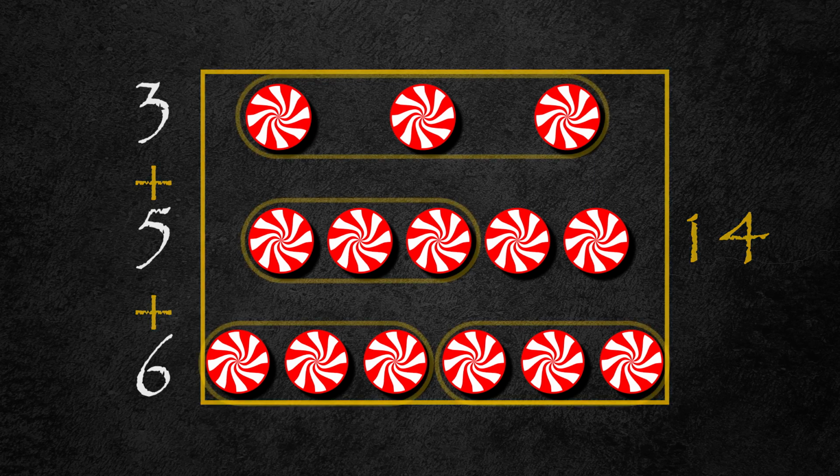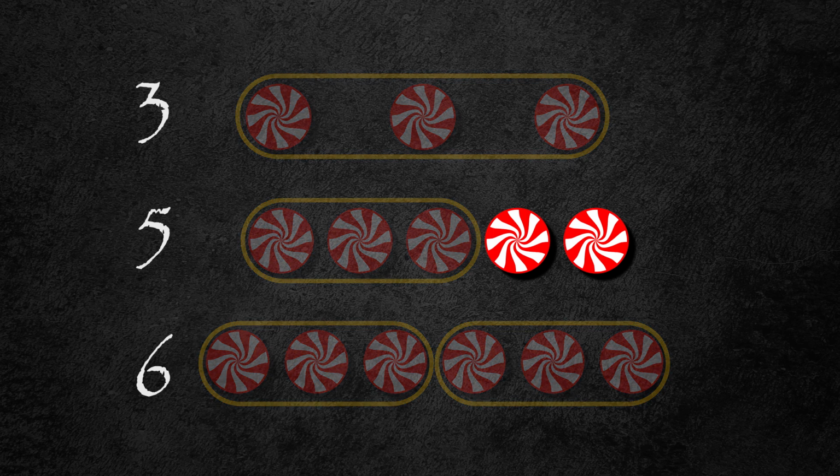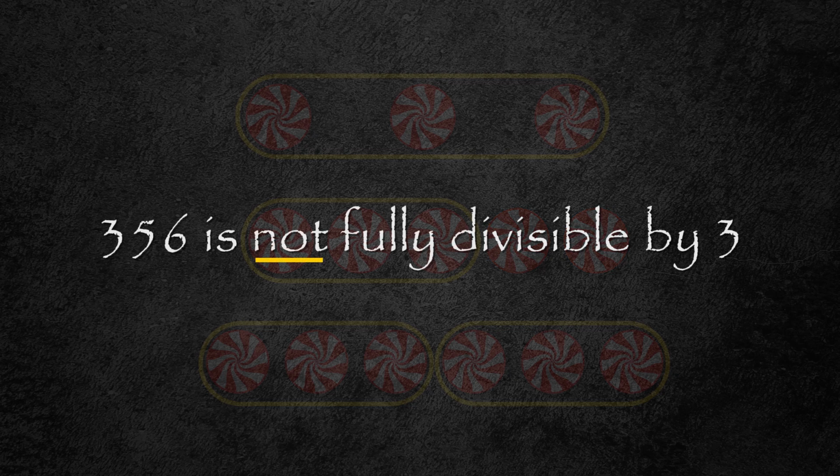If we continue and try to distribute these 14 candies among 3 children, we will find that we have a remainder of 2 candies. This means that when 356 candies are evenly distributed among 3 children, the remainder is 2, and therefore 356 is not fully divisible by 3.